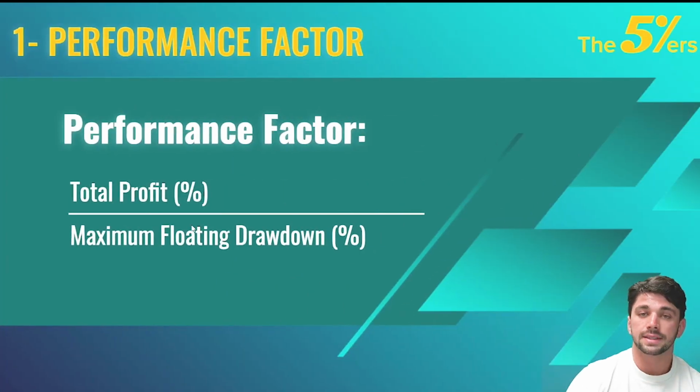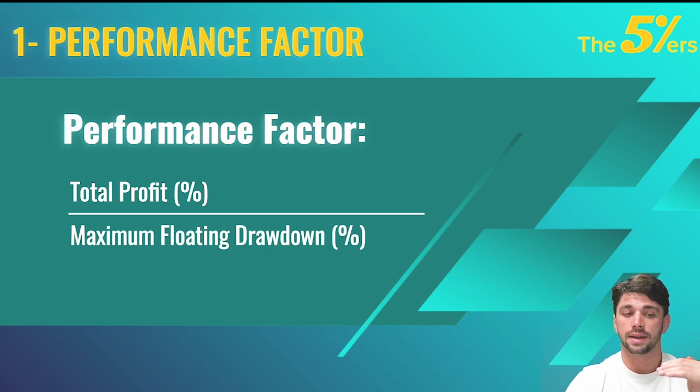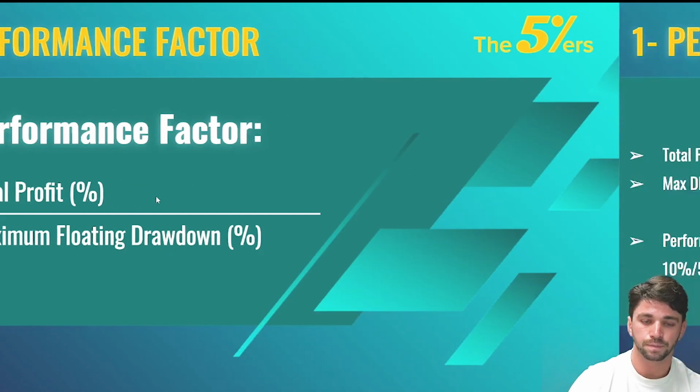Now, how we come up with the performance factor is we take the total profit, which is your net profit at the end of your 100 trades, and divide that by your maximum floating drawdown. The maximum floating drawdown is the max drawdown your account went into at any time within your 100 trades, and we use that to divide your total profit and give us a ratio number.